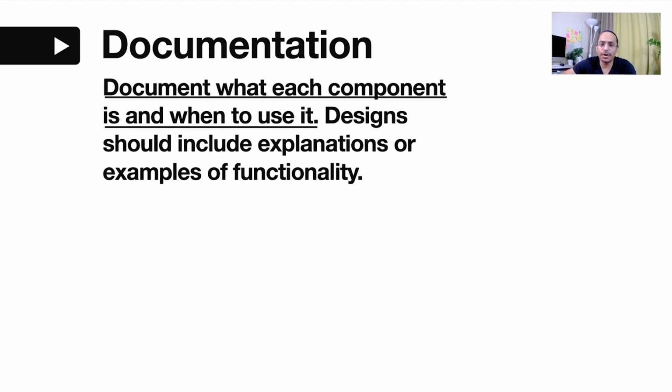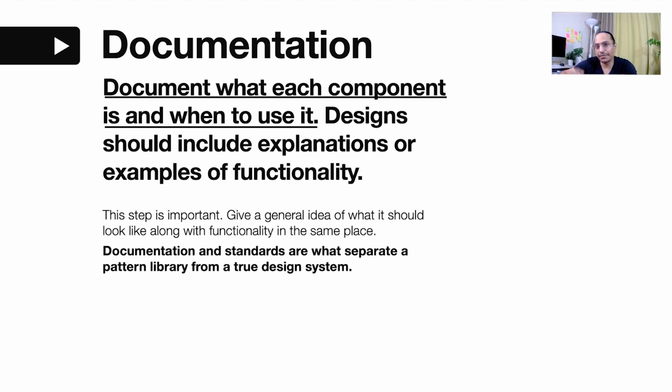And then document what each component is and when to use it. Design should include explanations or examples of functionality. Like if you have created a toggle button, then you should define both the active and inactive states and explain when to use what and what should happen after one interaction, a second interaction, and so on. So everything should be documented and put in the system. This step is important. Give a general idea of what it should look like along with functionality in the same place.